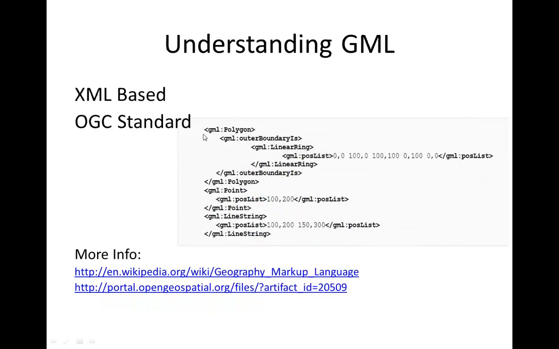So GML, again, it's an XML-based standard. It's OGC, and it just basically defines polygons, the outer boundary. You can put points in there. Notice here we've got multiple features. So we've got a polygon, a point, and a line string, and it's an XML way of storing it. GML is very, I wouldn't say complicated, but it's very robust.